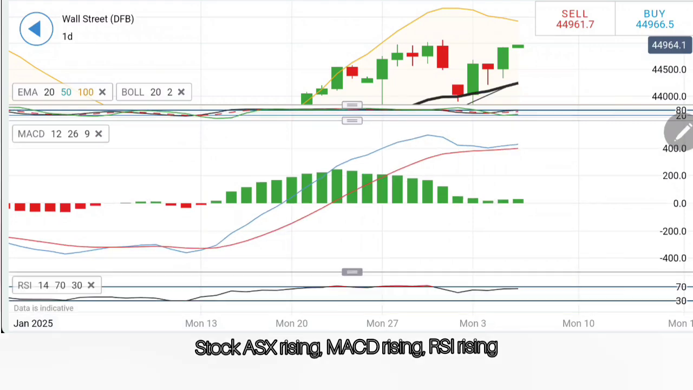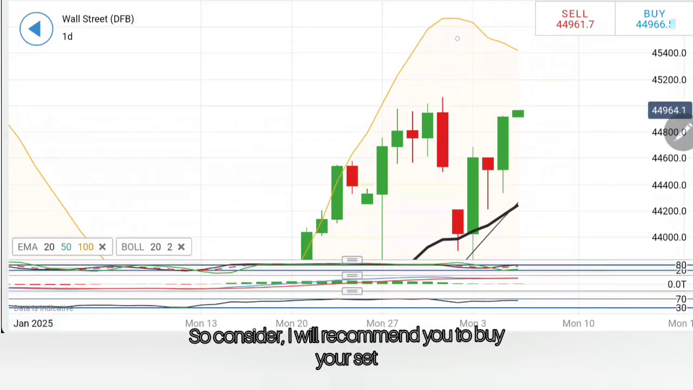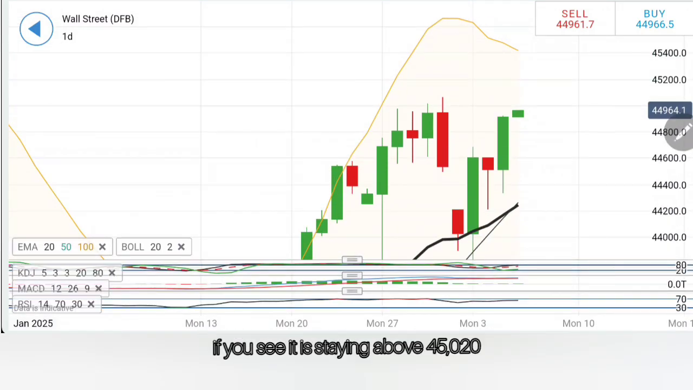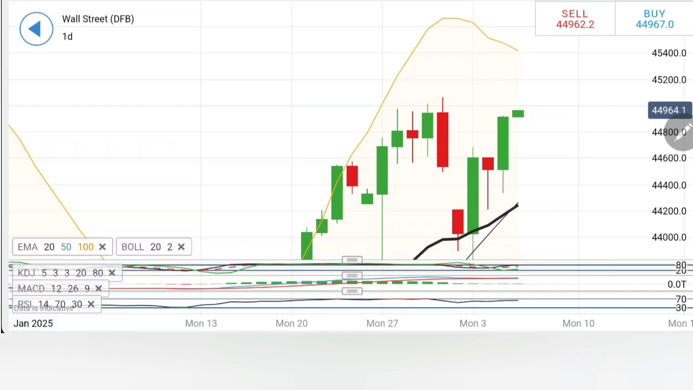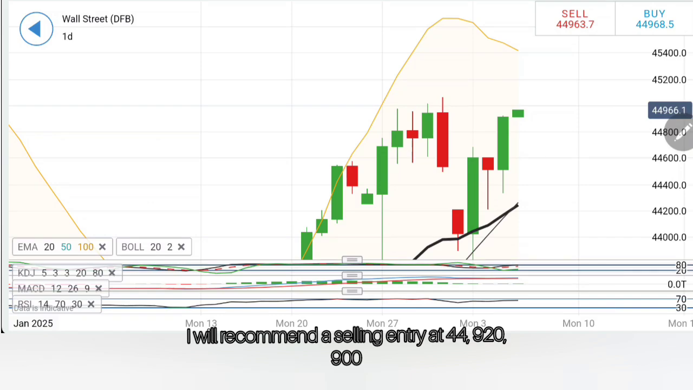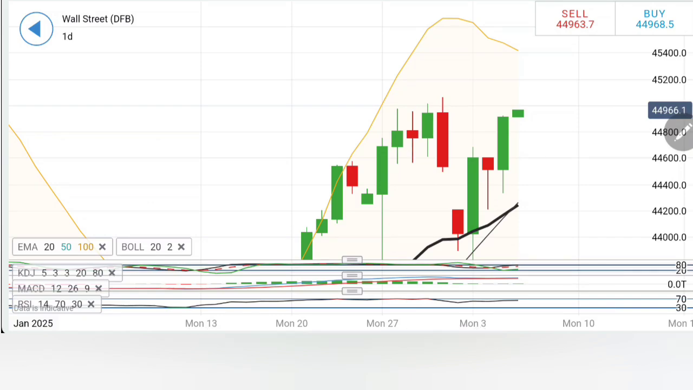Stochastic rising, MACD rising, RSI rising. So I will recommend you to buy US30 if you see it is staying above 45,020. Expect 45,080, 100 as the first target and 45,180, 200 as the next. Any move beyond this should take it towards 45,500 levels very soon. On the downside, I will recommend a selling entry at 44,920, 900, where you can expect 44,840, 800, 720, and then in fact 44,600 to be seen very soon. Take your positions. Now let's move to Germany.